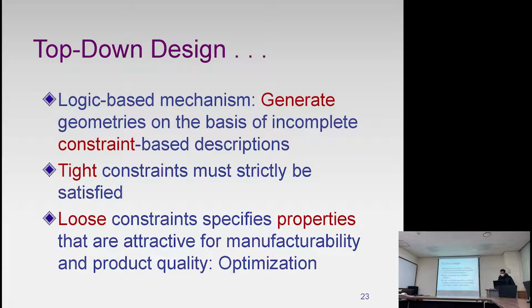A lot of times, designers may work with incomplete geometries, and some important details are represented exactly, whereas the rest are vague or unspecified. So logic-based geometries on the basis of incomplete constraint-based descriptions. The system divides constraints into two types: tight constraints, which must be strictly satisfied, and loose constraints, which specify properties that are desirable for manufacturability and product quality, and are used for optimization.